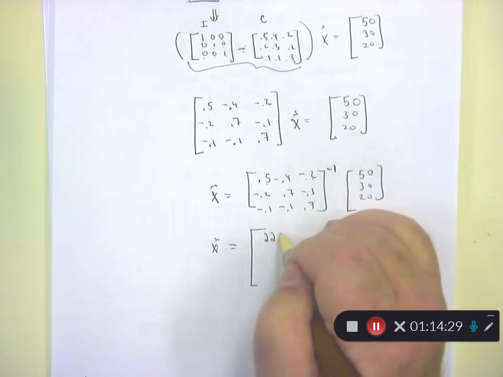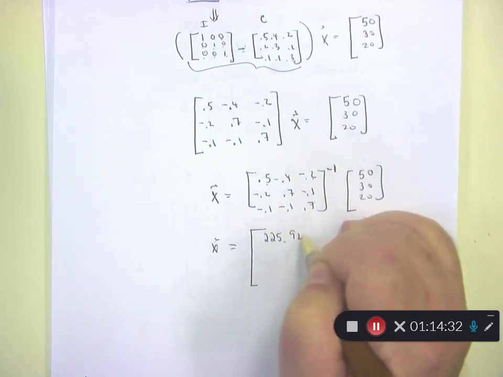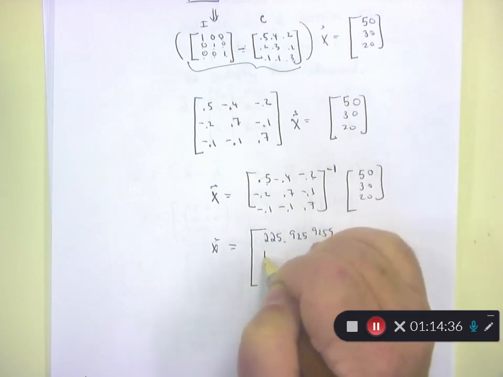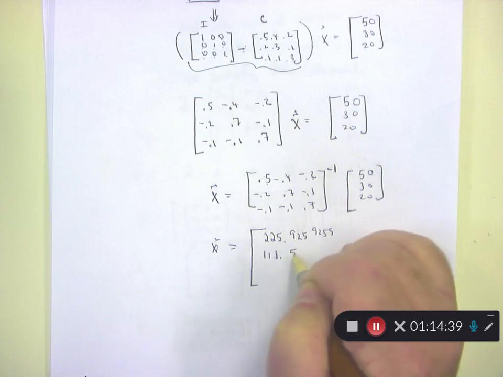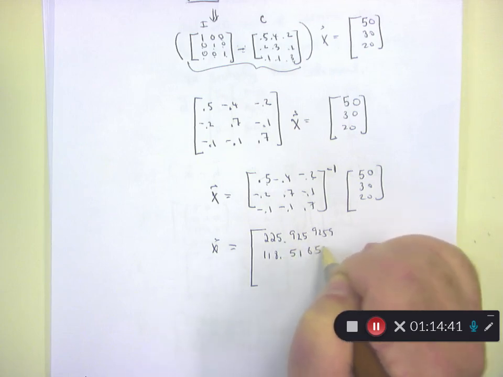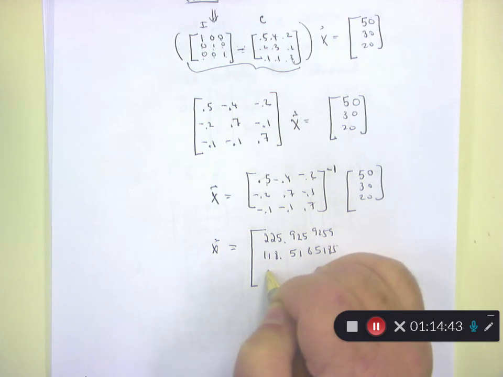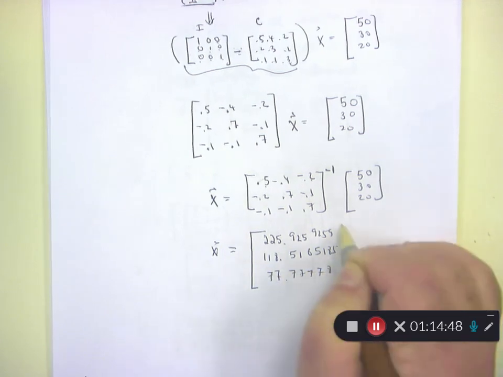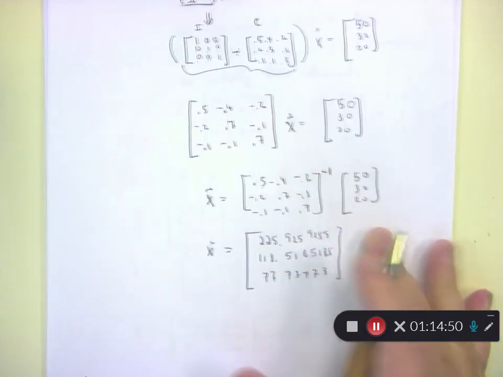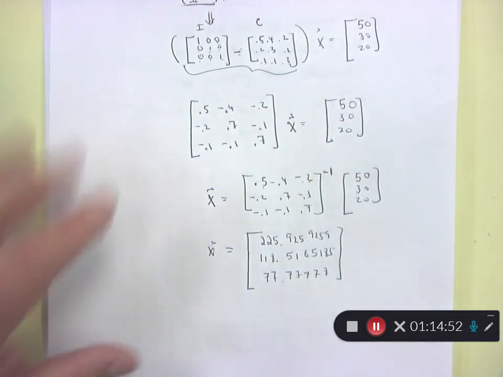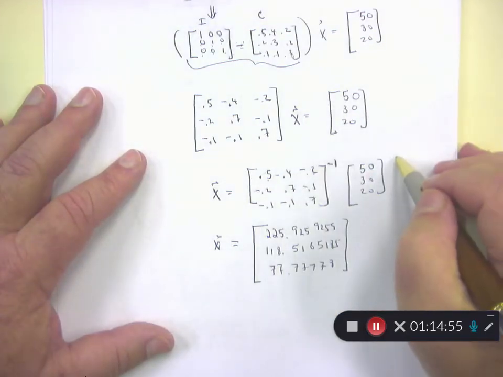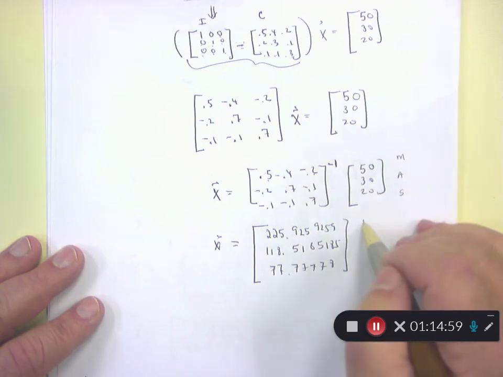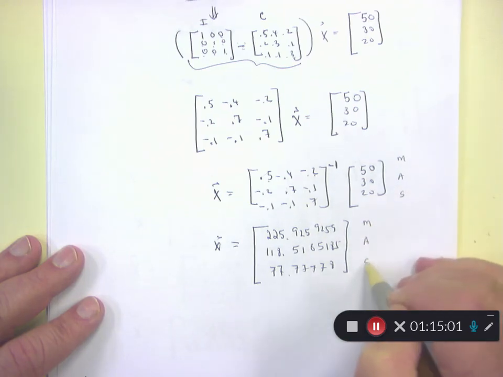I got 225.9259259. I get 118.5185185, and I get 77.77778. Now, remember that matrix? They were done in order. So this is just the inverse times this. This was manufacturing, this was agriculture, this was services. This is going to be manufacturing, agriculture, and services.